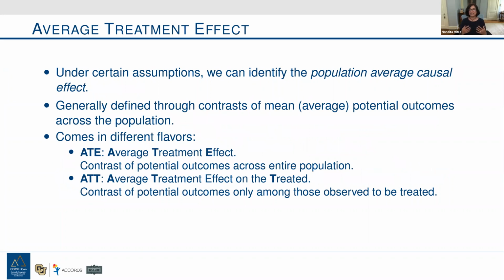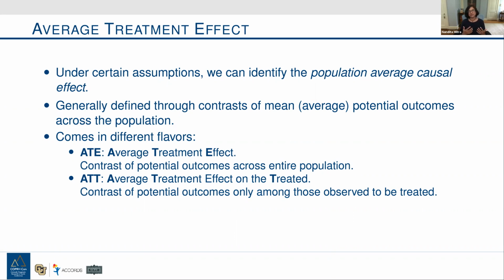So there are a couple of things that we may want to estimate from our study. And one of them is the average treatment effect. That's really oftentimes what we want to estimate. And here, under certain assumptions, we say that we can identify the population average causal effect. And we're not going to go through these assumptions, but I wanted to point out what these different estimands are, the ATE and the ATT. And these are generally defined using differences in means or different contrasts in means or averages across the population.